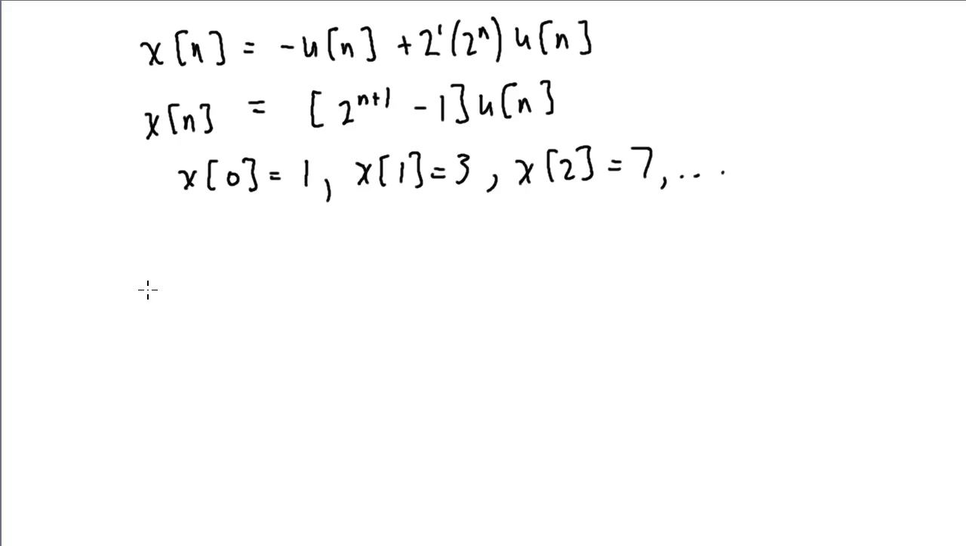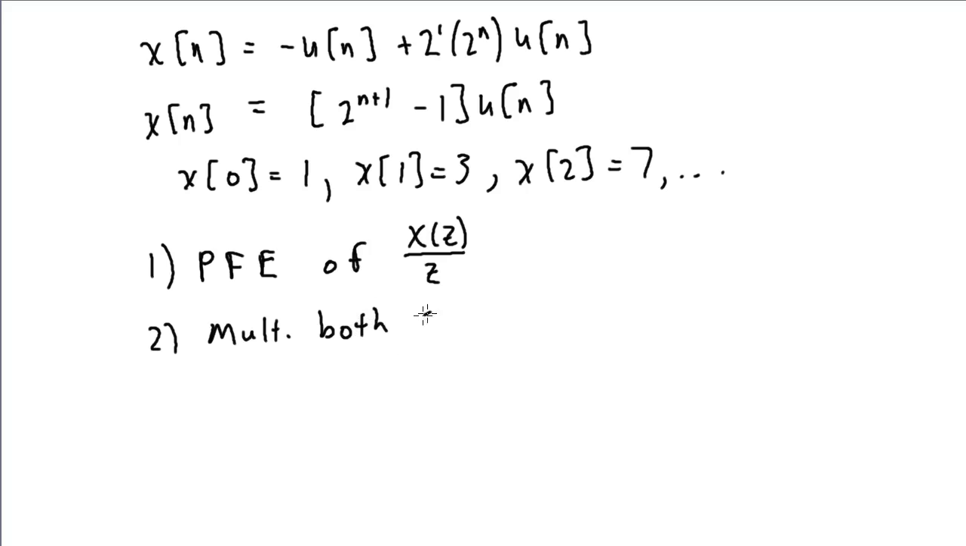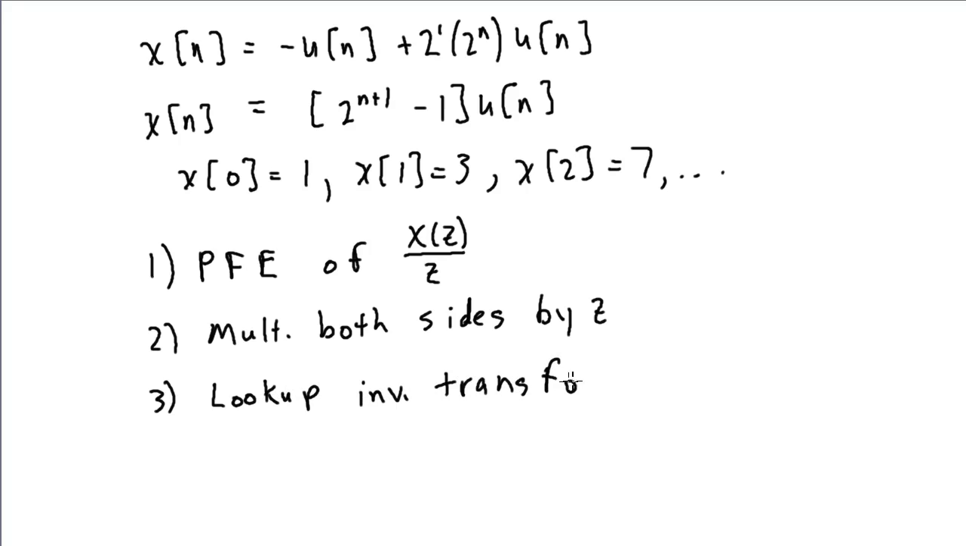So the recommended steps are: do a partial fraction expansion of not x of z, not the transform that you're really interested in, but actually that transform over z. Multiply both sides of the partial fraction expansion by z to define an expansion for x of z, and then the third step is look up the inverse transforms. So again, this is the recommended procedure for finding an inverse Z transform.